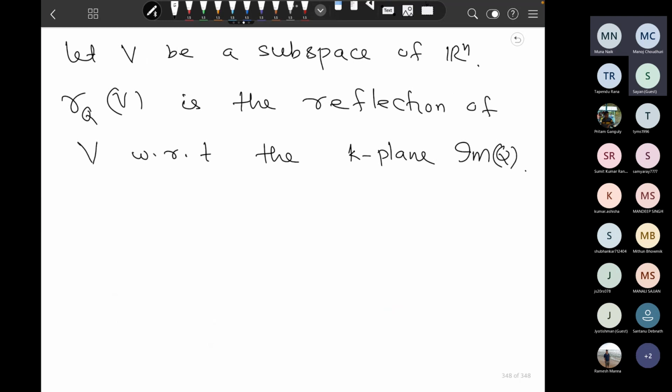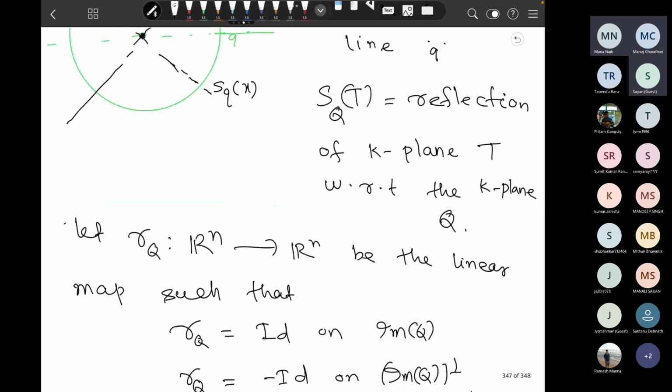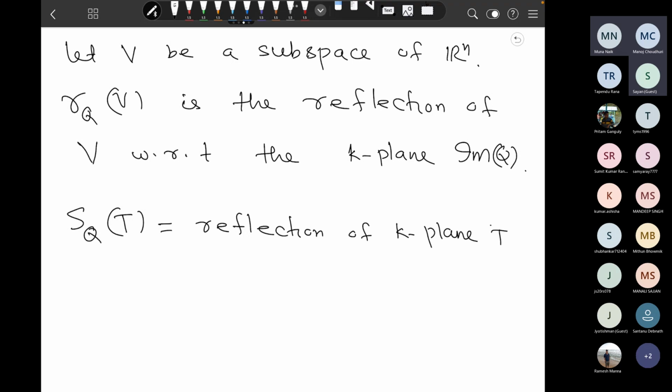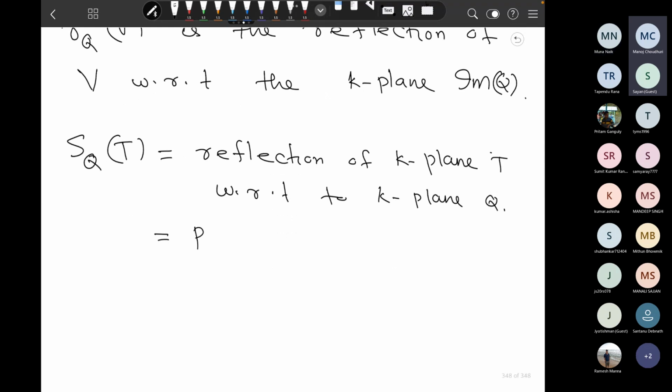So now let us describe this isometry in terms of the reflection. So SQT. What is SQT? Let us write first this reflection of the K plane T. So I am taking the plane T with respect to the K plane Q. But I have to give this in terms of projection. So this is really an orthogonal projection.